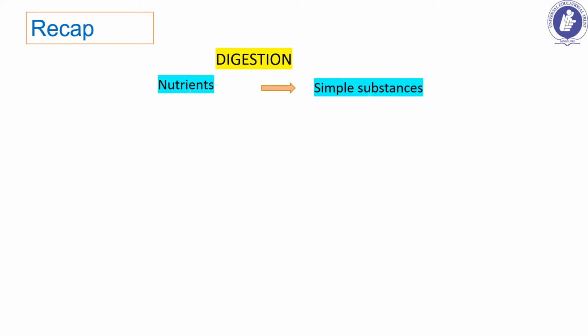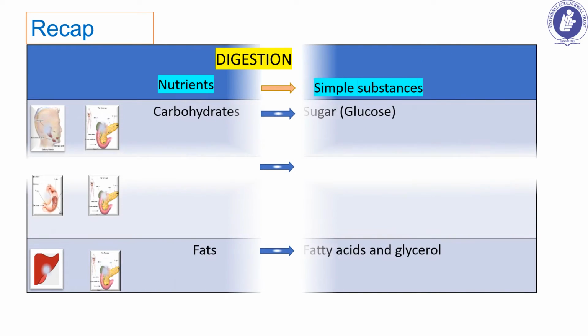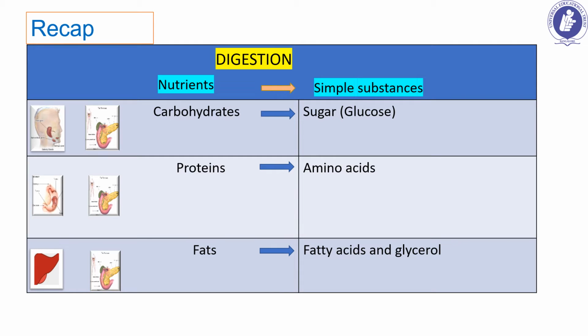We learned how digestion happens in the human digestive system. During digestion, nutrients are converted into simple substances. We learned that carbohydrates are broken down into sugar or glucose with the help of salivary glands and pancreatic juice.